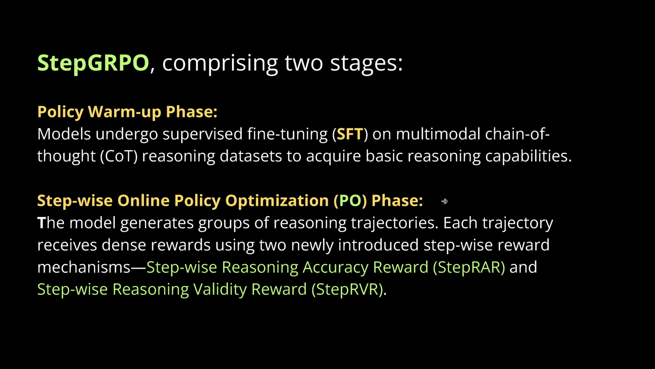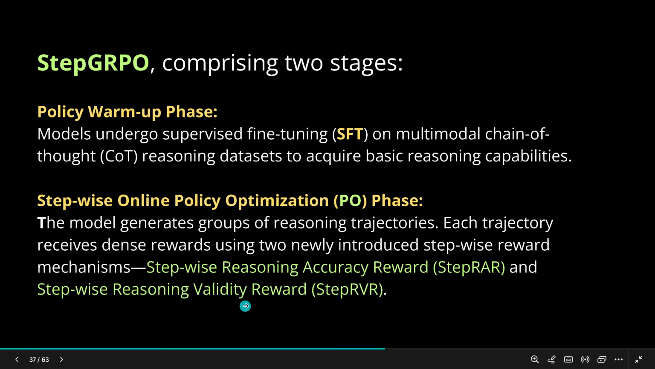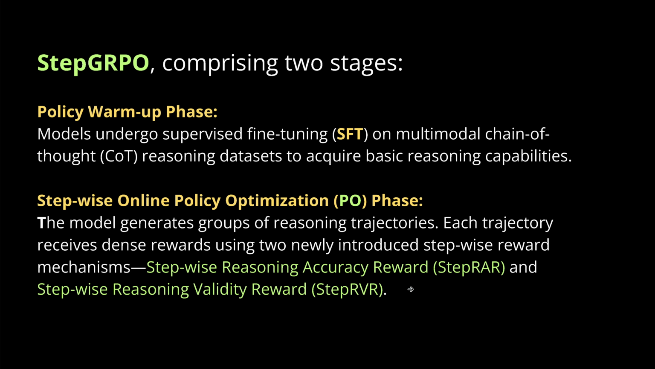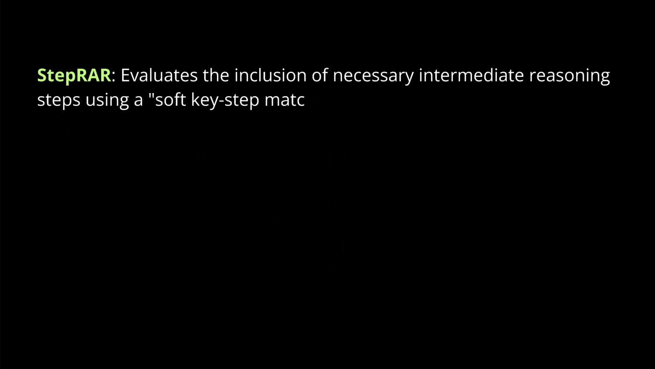We need this. So since we go here with GRPO, we have a group of reasoning trajectories. We stay with the core of this methodology, and each trajectory now receives a dense reward using two newly introduced stepwise reward mechanisms: a stepwise reasoning accuracy reward and a stepwise reasoning validity reward. Sounds complicated. It is so easy. You're gonna laugh about how easy this is.